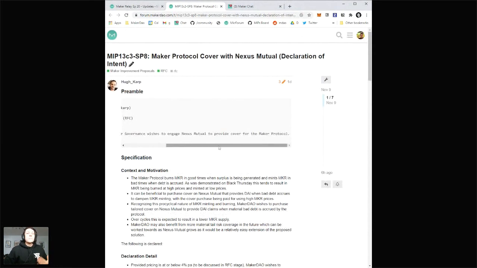There still has to be a MIP. There still has to be a ton more stuff fleshed out. But this is just the first step. If the Maker voters are interested in this, they should vote yes. If not, they should vote no.